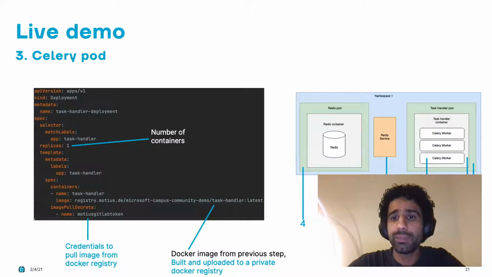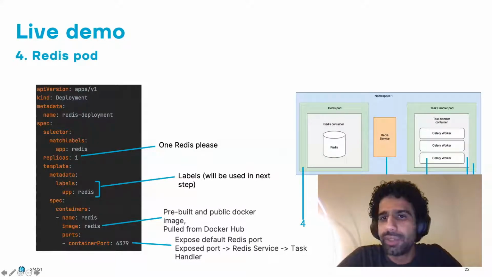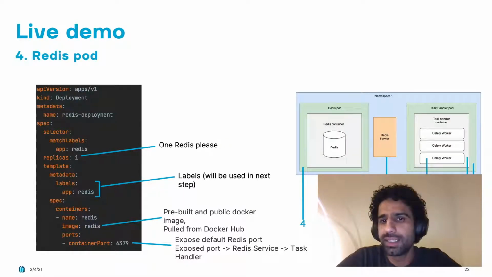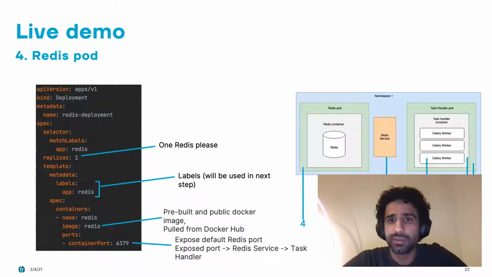So we've got half of our application ready now. Let's move to step 4, Redis. Now, Redis is much simpler because we don't need to build the Redis application itself. We don't need to build the container. We already have a publicly built Docker image that we can use, and that we can pull from Docker Hub. Docker Hub is just a public repository for this kind of stuff.